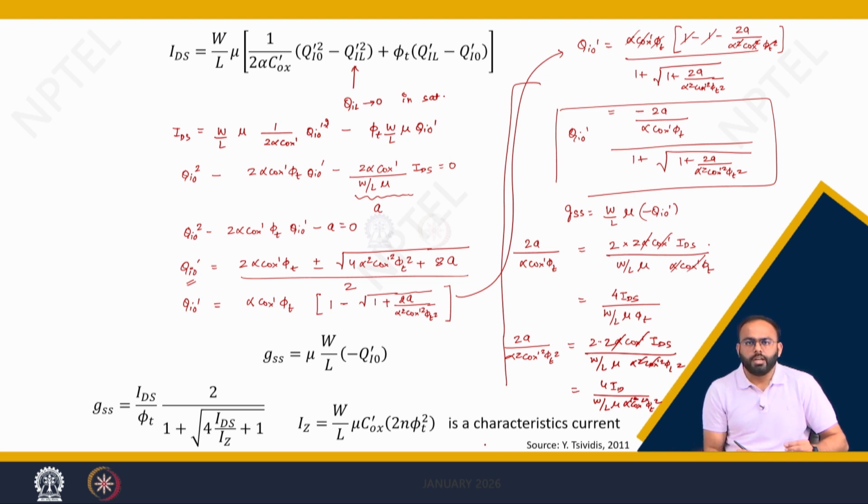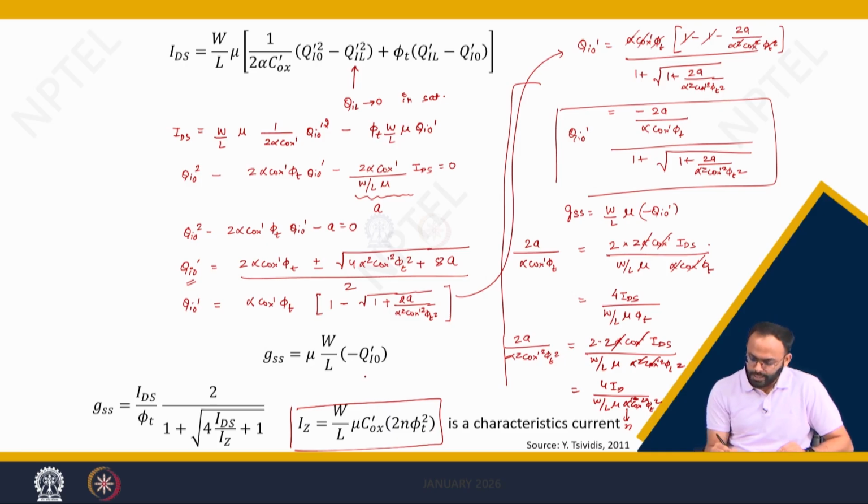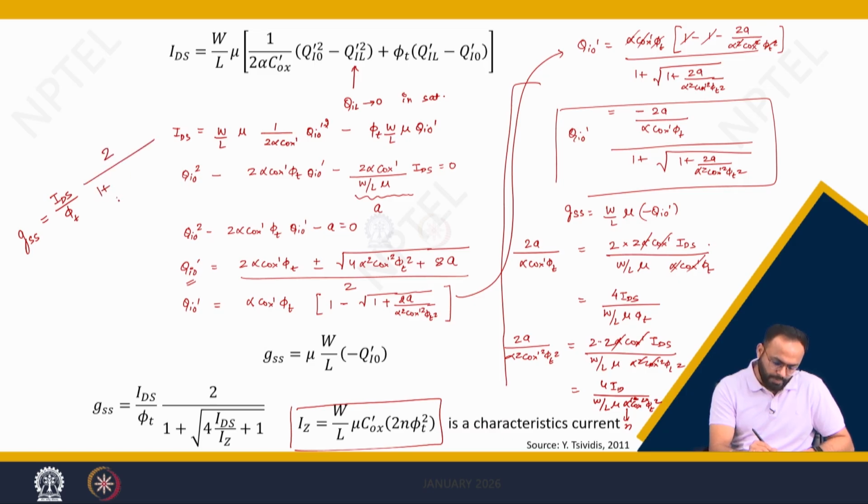So we define a characteristic current which is defined as Iz, right, and this is nothing but W by L into mu into COX dash into 2n, where alpha is replaced by n, phi t square. So if you replace this, you will end up with this equation: GSS is equal to IDS divided by phi t into 2 divided by 1 plus square root of 4 times IDS divided by Iz plus 1.